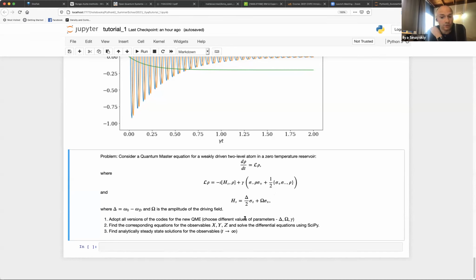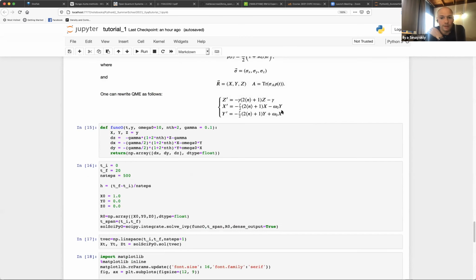What I suggest that you try doing is to adapt all the codes which I have here for this equation. This is relatively easy. You can just play with the parameters, choose some default parameters, and you just need to change essentially one function or two functions. What is more difficult is to find the equations for the XYZ observables for this equation, and adapt it for the SciPy code which we have here, because that will be a different set of equations. And in order to get that, you probably need first to get this set of equations.